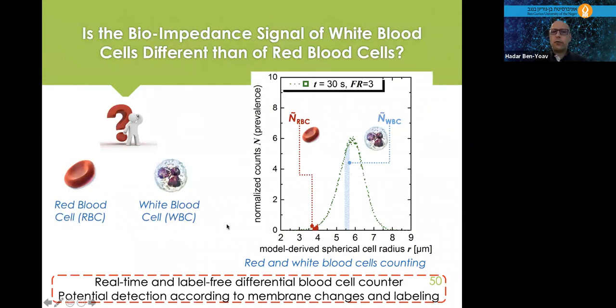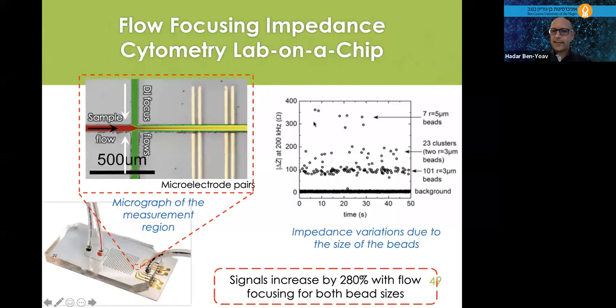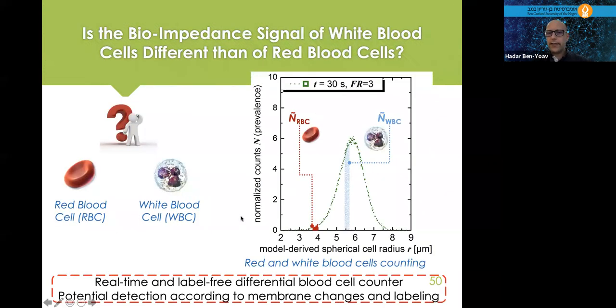This is an example of when we flow red blood cells and white blood cells together in the channel. We measure the impedance increase, and we count how many increases there are and plot it here. This is the count as a function of the radius of the cell that we measured. We can see that most of the counts were due to white blood cells and not red blood cells, although we introduced both red and white blood cells to the chip. That's because the red blood cells were lysed in the serpentine-like structure, and only the white blood cells were measured.